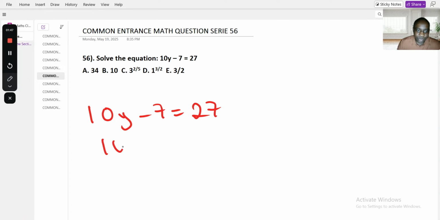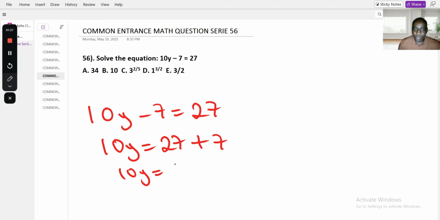Now let's write the question. 10y equals 27 is already at the right side. Write the 27. But the minus 7 that wants to jump, we change the sign to plus. Therefore, 10y equals 27 plus 7, which is going to give us 34.